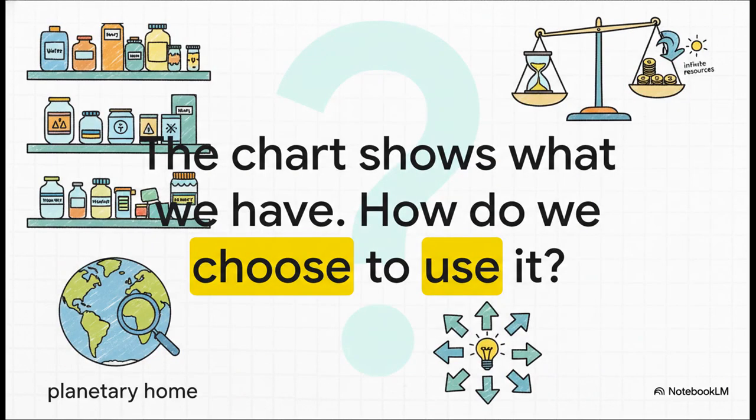In the end, this chart is like an inventory of our planetary home. It tells us what's in the pantry. It shows us what's finite and what's infinite. But it leaves us with the most important question of all, one that it can't answer for us. How do we choose to use it?